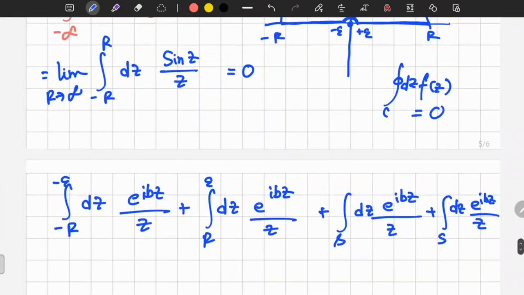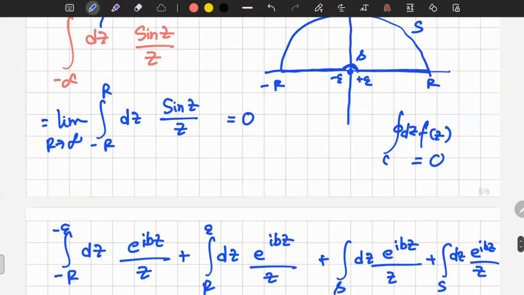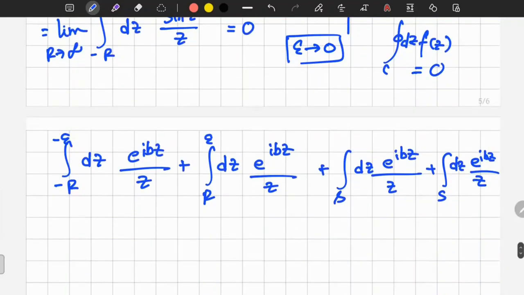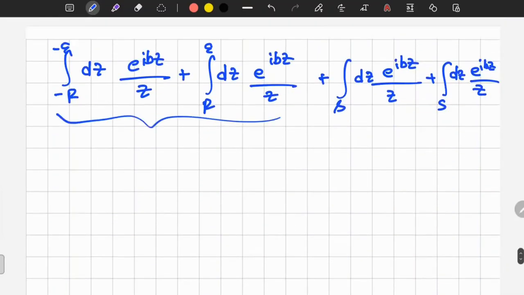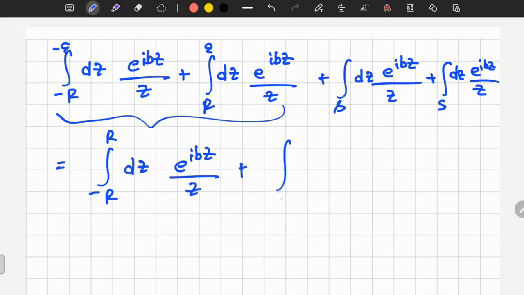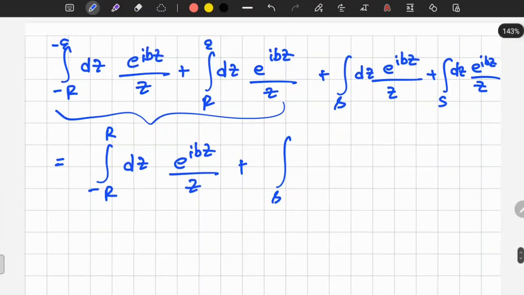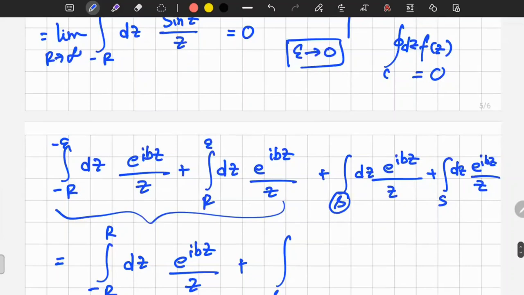So now if we can choose this part very narrow, that means we can take epsilon tends to 0. If epsilon tends to 0, in that case, these two integrals can be written as minus r to r dz e to the power I dz by z, because we are taking epsilon tends to 0. And in this part, we can write it dz. This means the small semicircle, right?